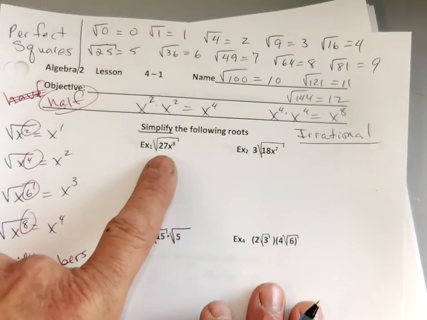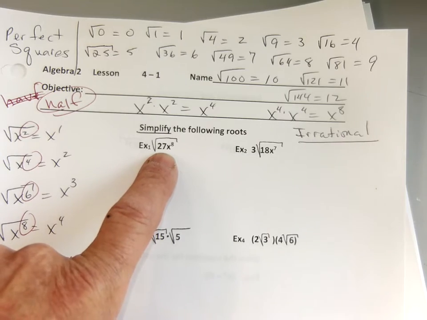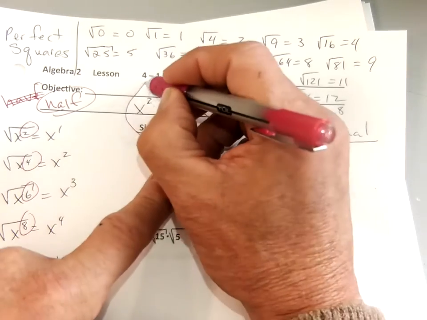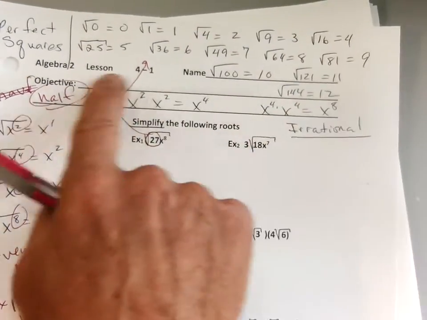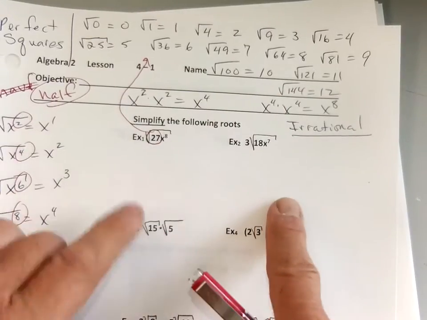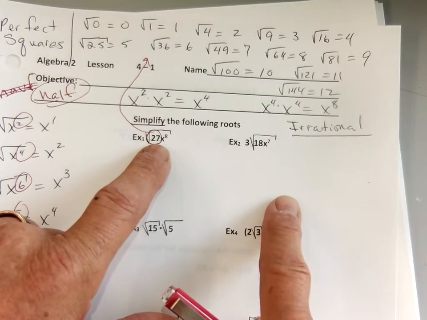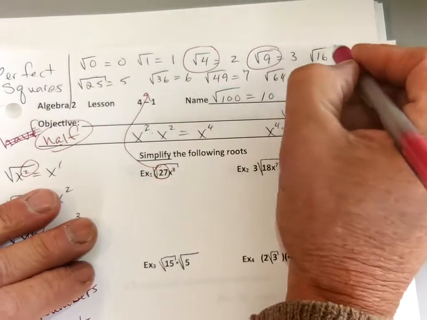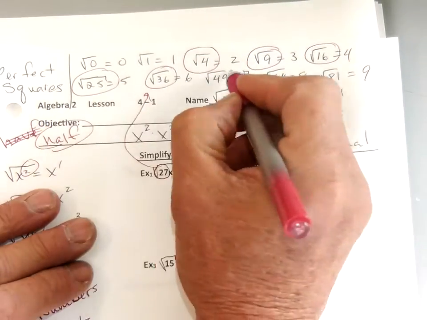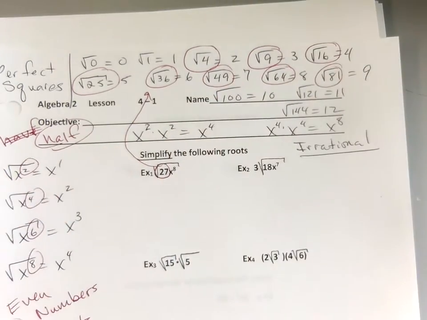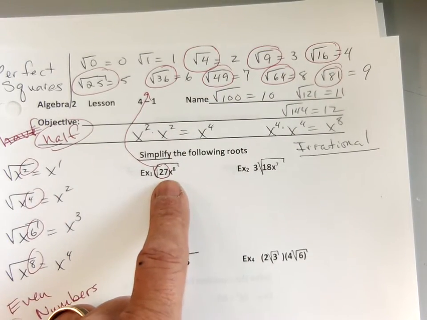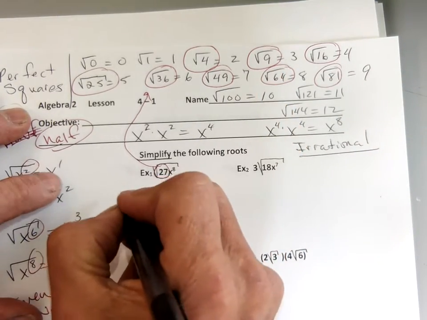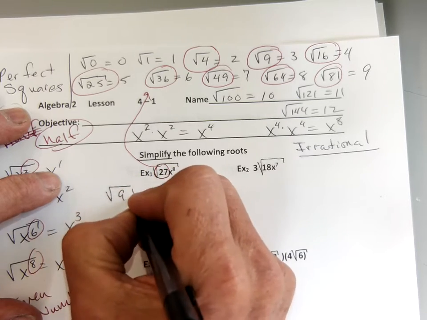The way I do these, instead of writing the square root of 27, I'm going to write it as something times something with one of these numbers. I know 27 is 9 times 3. So I'm looking for multiples of these numbers. What times what makes 27? How about 9 times 3? So I'm going to rewrite this as the square root of 9 times the square root of 3.